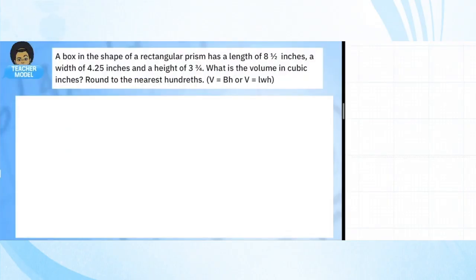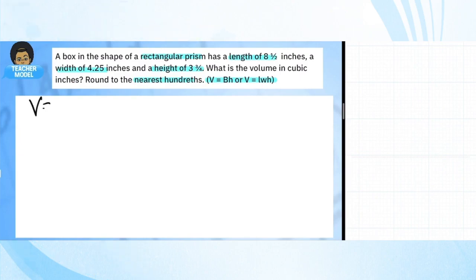A box is in the shape of a rectangular prism with a length of 8.5 inches, a width of 4 and 25 hundredths inches, and a height of 3 3/4 inches. What is the volume in cubic inches? We're going to round to the nearest hundredths, and we have two volume formulas where volume is equal to base times height, or volume is equal to length times width times height. Well, since they gave us 3 dimensions, I'm going to use the length times width times height.